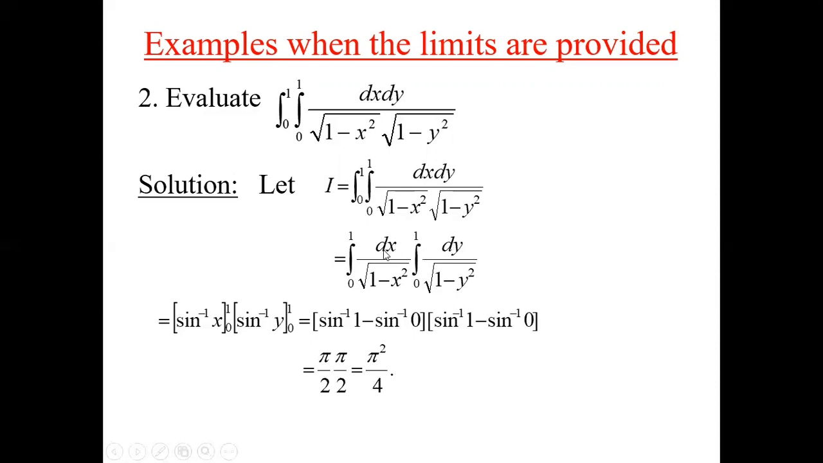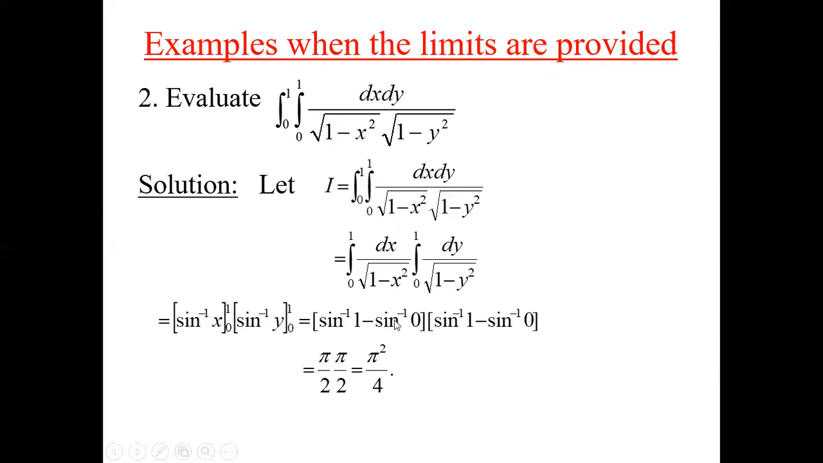So again you have to apply the formula: the integral of dx upon root of 1 minus x square is sine inverse x between the limits 0 to 1, and the integral of dy upon root of 1 minus y square is sine inverse y between the limits 0 to 1. Then put the upper limit and lower limit. Sine inverse of 1 minus sine inverse of 0 in one bracket. In the other bracket, sine inverse of 1 minus sine inverse of 0. Then sine inverse of 1 is pi by 2.